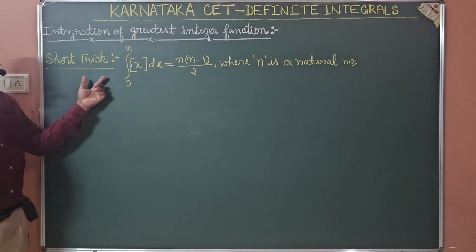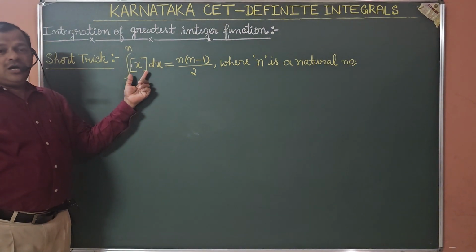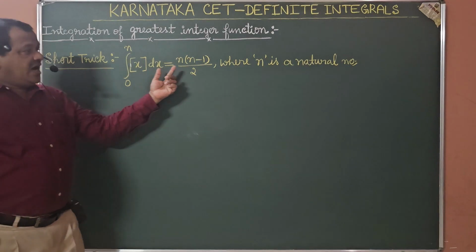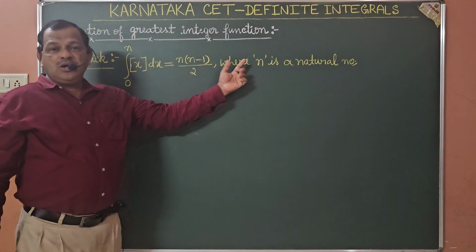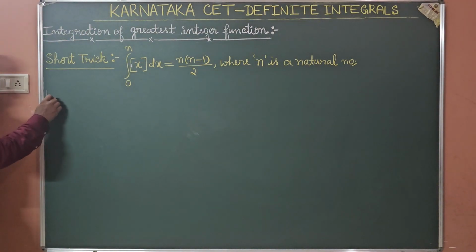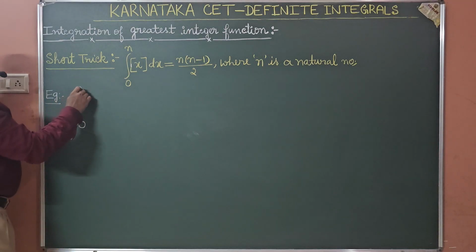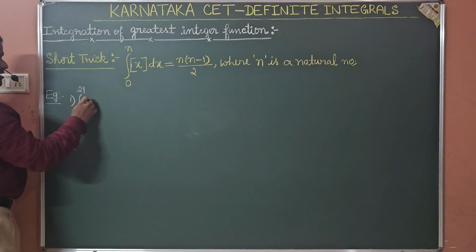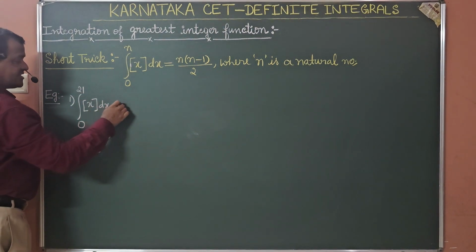So here is the short trick. Integration from 0 to n, greatest integer function less than or equal to x dx, and the answer is n into n minus 1 divided by 2, where n is a natural number. To understand this formula better, I would like to give this example. Suppose this appears: integration from 0 to 21 of the greatest integer function of x dx.